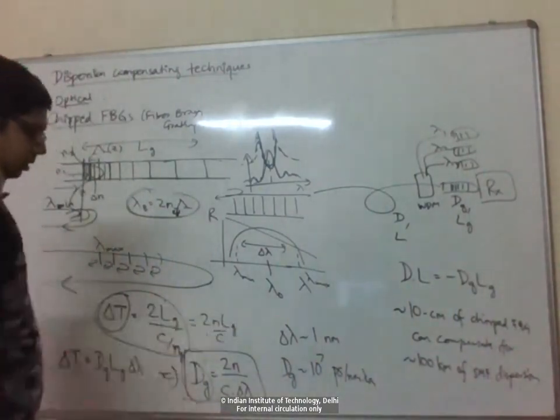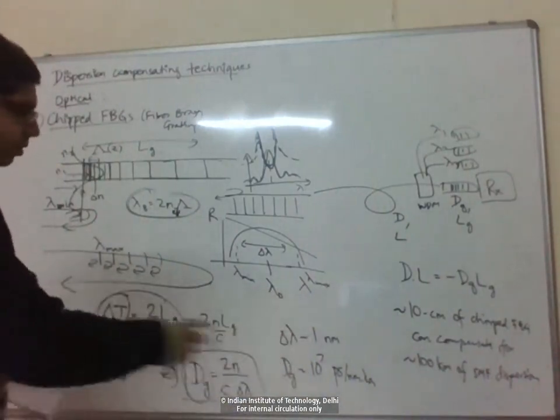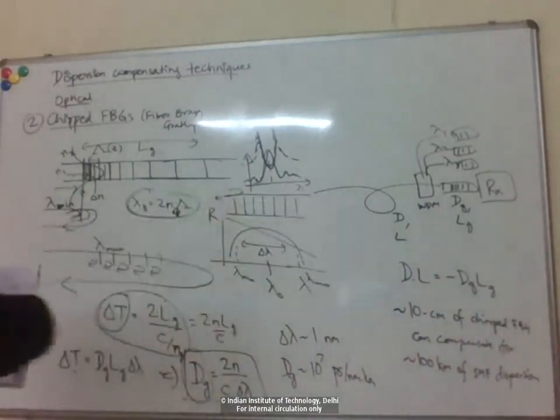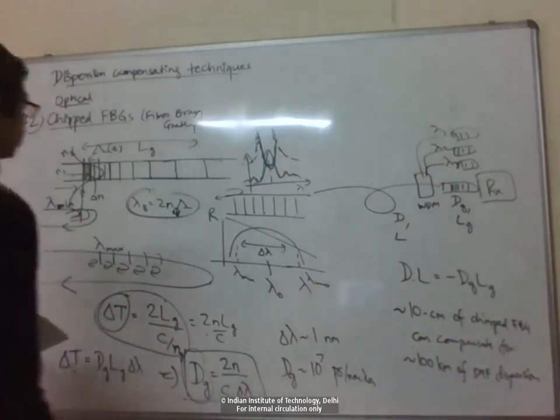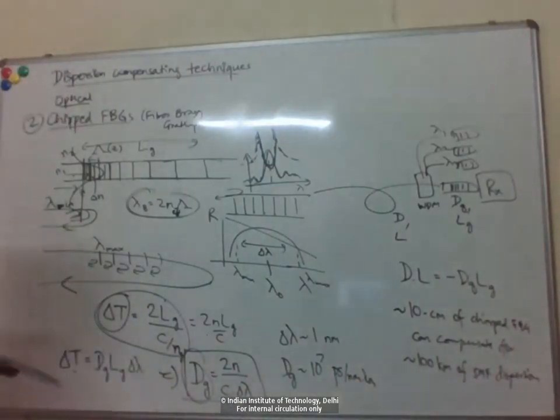It's like you are adding something which is like a negative of the fiber. So whatever you send in, effectively the whole system is as if it sees no dispersion. So these are the two main optical techniques, and then there are electrical techniques, where we try to compensate in the electronic domain.